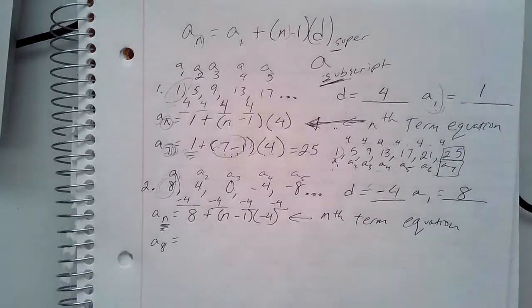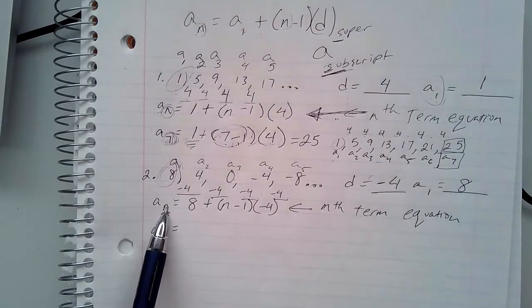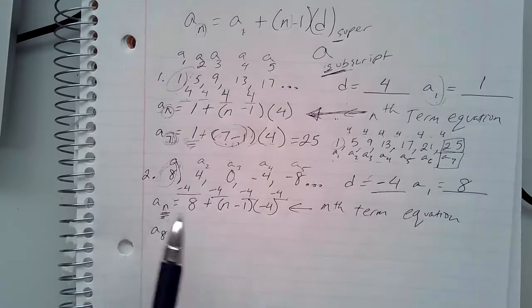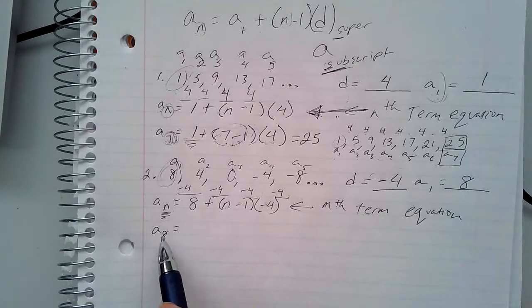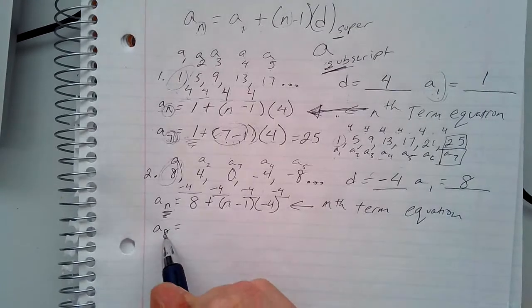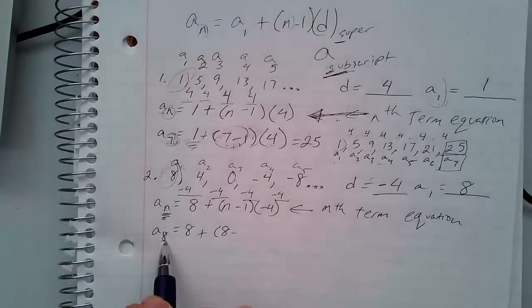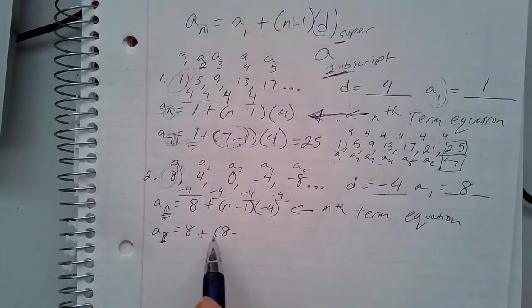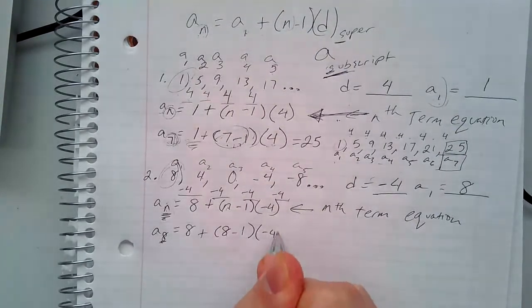That equation works for all numbers. If you want to find the 1,000th term, I could plug in 1,000 here and 1,000 there, and I would solve it. Okay? But we want to find the 8th term, so we're going to find a sub 8, and we're going to do 8 plus, because we replaced the n with an 8, so we replace that n with an 8, 8 minus 1 times negative 4.